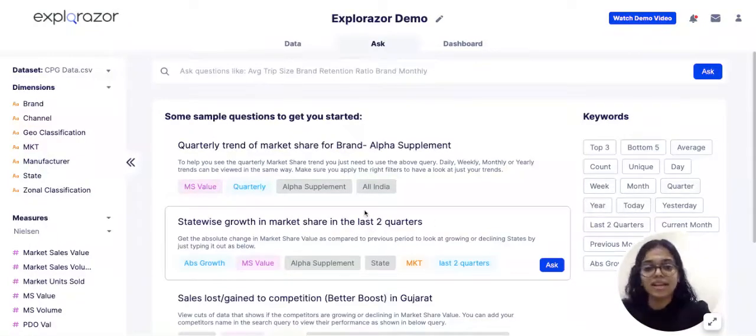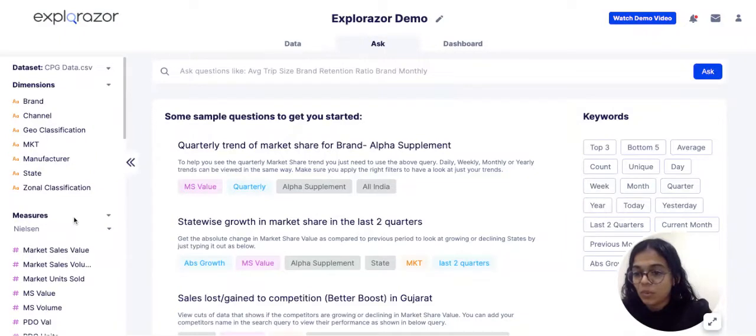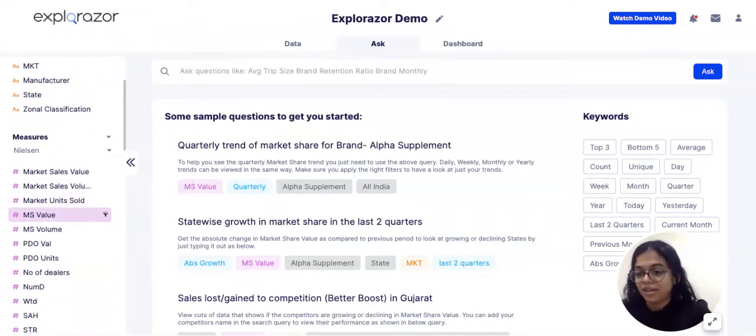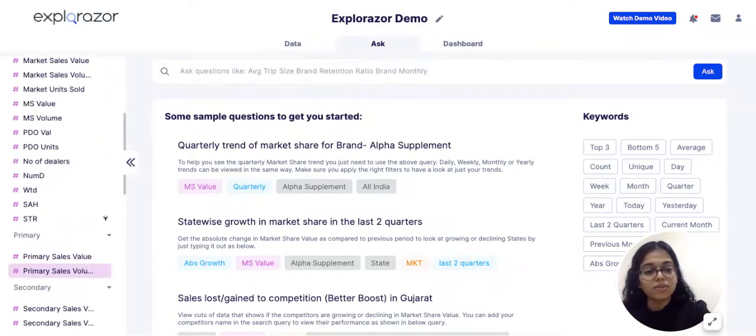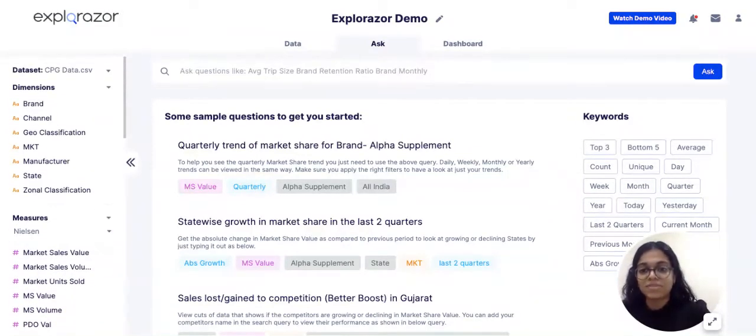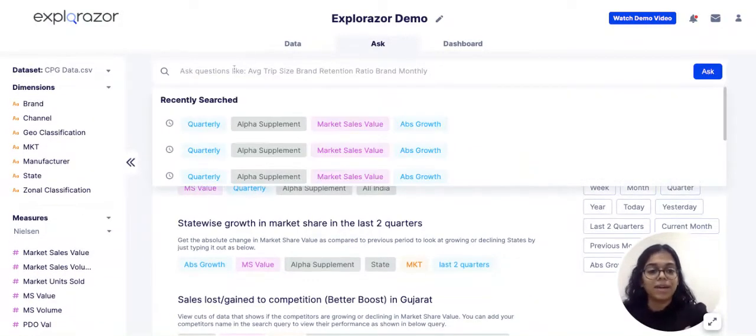So let's see how this works. For this demo, I already have combined market share, primary sales, secondary sales, brand penetration, all of these data sets into one data so that I can ask questions on my brand's performance.